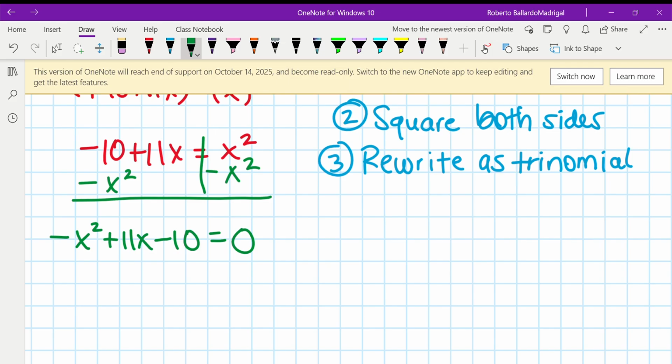So kind of going along with this third step of rewriting as a trinomial, you can write in parentheses "set equal to 0," because that's kind of combined. So obviously when you move everything to one side, the other side will be left at 0.